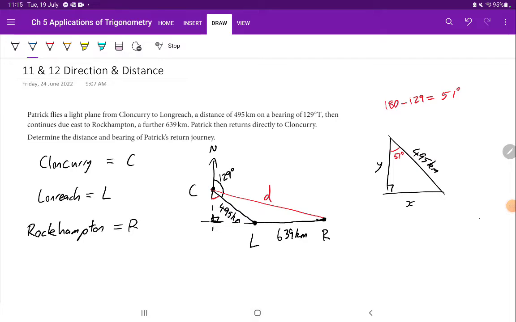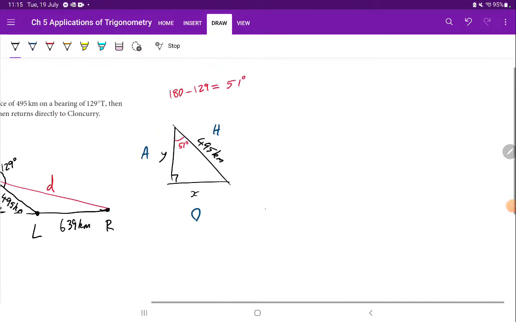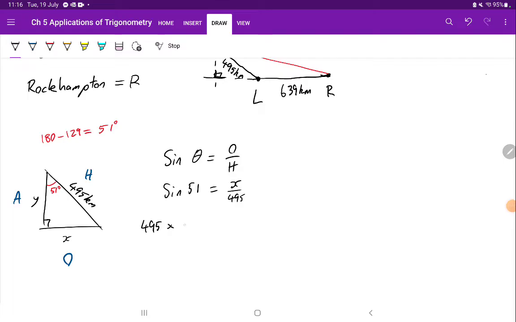Alrighty, so now we've got enough information to find both X and Y. So we can do both of them, just using SOHCAHTOA. So we've got the hypotenuse here, we've got the adjacent here, and we've got the opposite. So let's quickly just work out the values of X and Y. I've just moved it down here to give myself a bit more space. So X is going to be to do with sine. So sine of theta equals opposite over hypotenuse. Sine of 51 equals X over 495, times both sides by 495. And that gives me X.